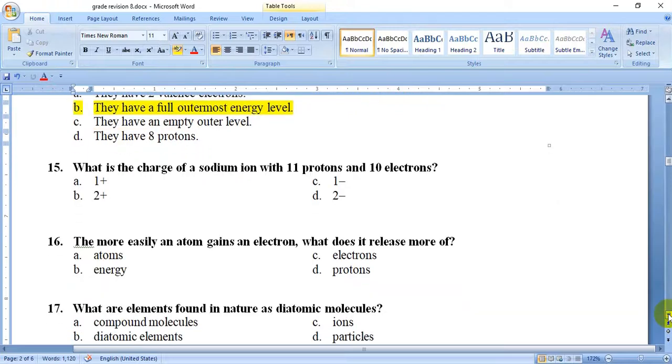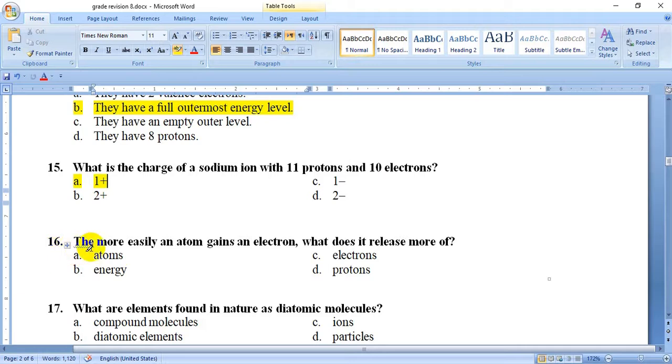15. What is the charge of a sodium ion with 11 protons, 11 positive, and 10 electrons, negative? So 11 protons and 10 electrons. So the overall charge will be positive or negative? Yes, it will be positive, because 11 is more than 10. And how many protons more than electrons? 1. So we are going to choose 1 plus.